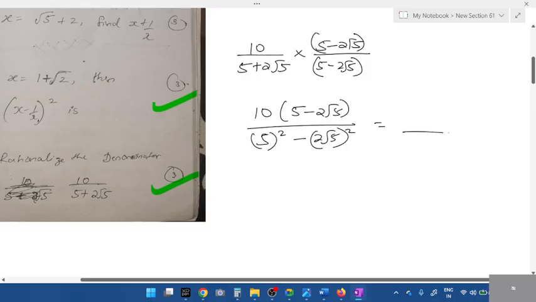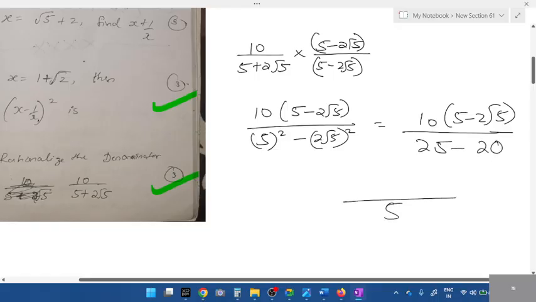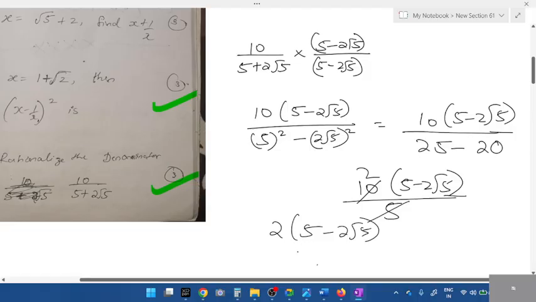Keep the numerator as it is. Denominator 25 minus 4 into 5 is 20, right? 20. So you get 5, 5 minus 2 root 5. Then you can reduce. 5 ones are 5, 5 twos are 10. What's the answer? 2 into 5 minus 2 root 5. Now open the bracket and multiply. What do you all get? 2 fives are 10 minus 2 twos are 4 root 5. This is rationalizing the denominators.